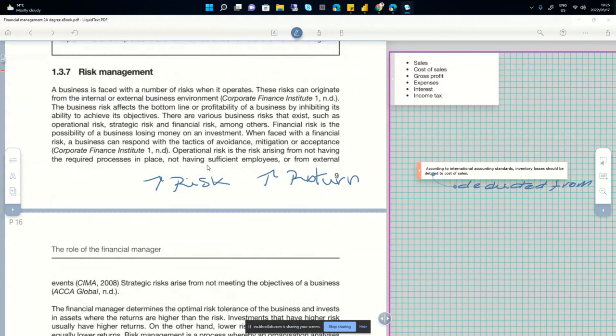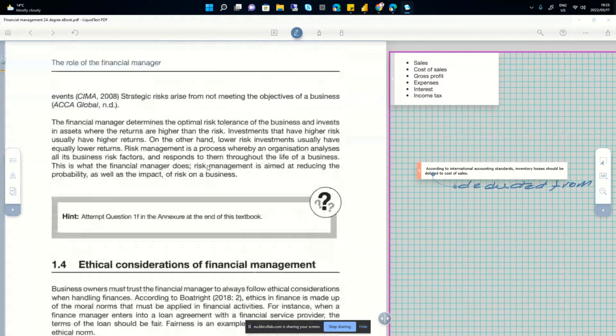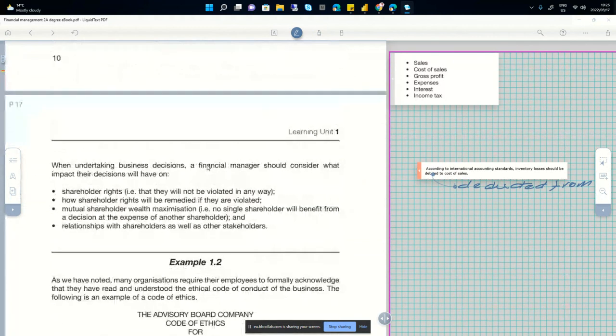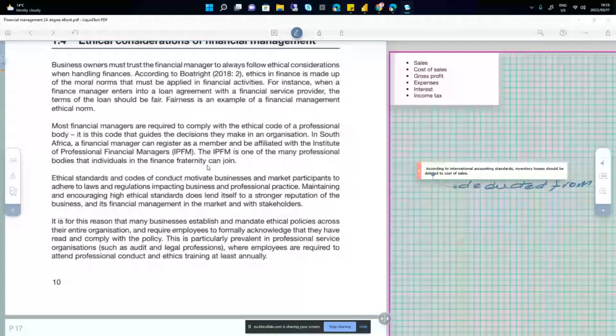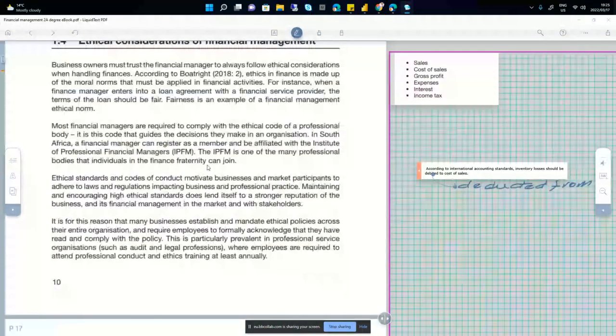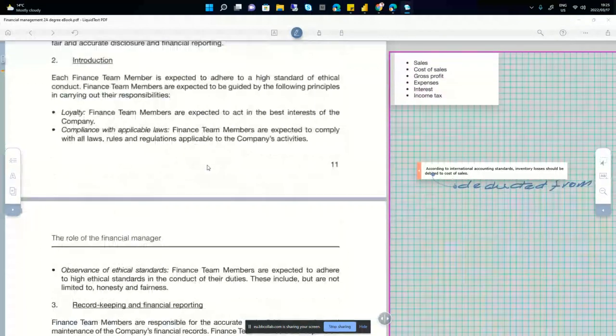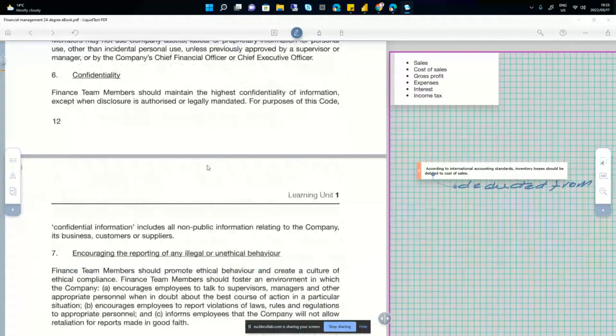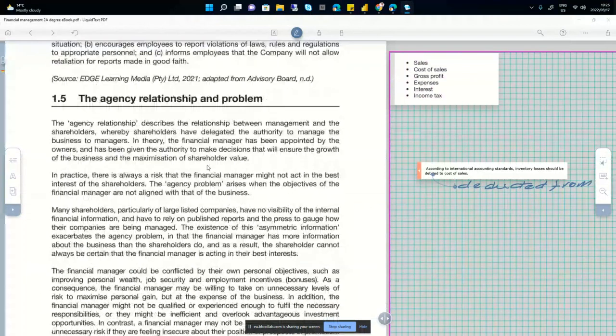There are different types of risks you can read here. There's operational risk, there's strategic risk, there's financial risk. You have quite a good read here. And finally, the ethical consideration. There needs to be ethical consideration on the financial management side. We don't want somebody who is embezzling the money of the company. So this should be dealt with.